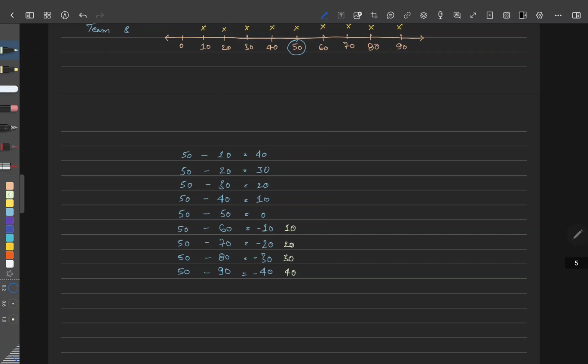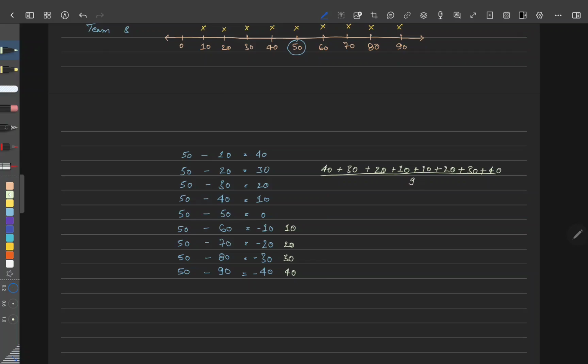Now that we have the deviations, we need to find the mean of the deviations. So what we'll do is 40 plus 30 plus 20 plus 10, I will skip the 0 here, plus 10 plus 20 plus 30 plus 40, divided by the total number of data points. The total number of data points we have is 9 because we measured across the 9 matches.